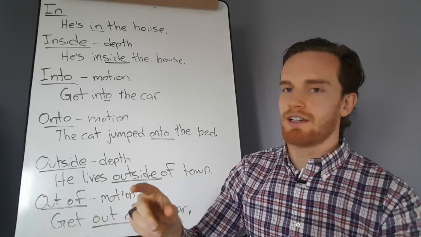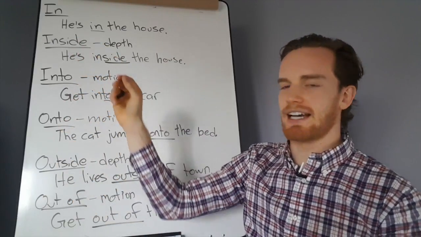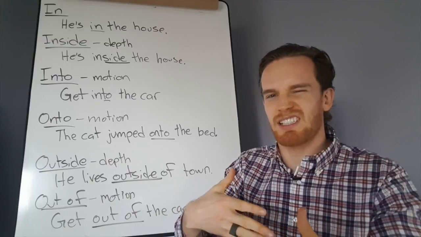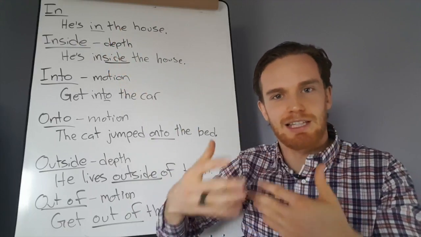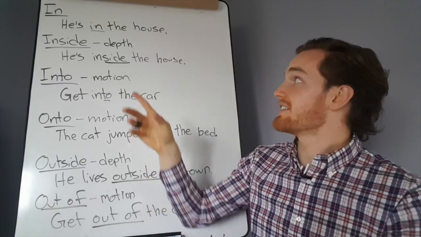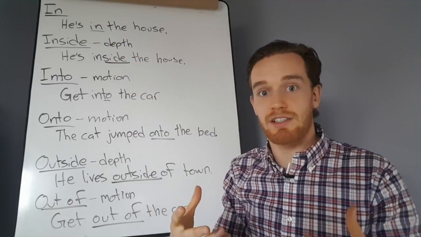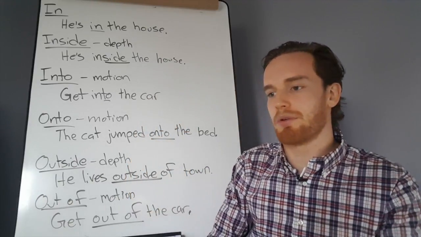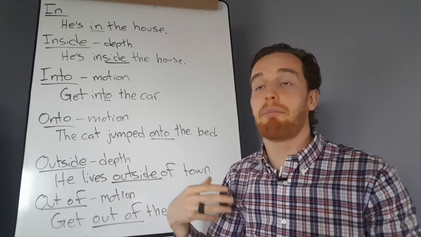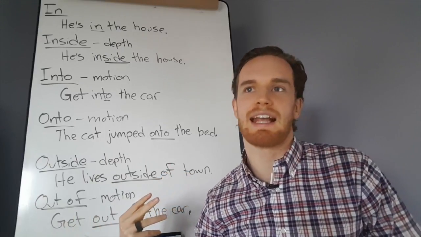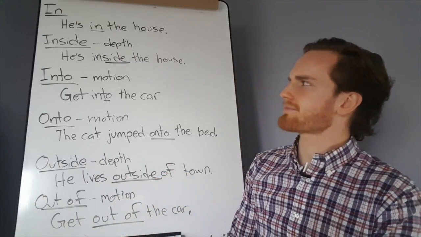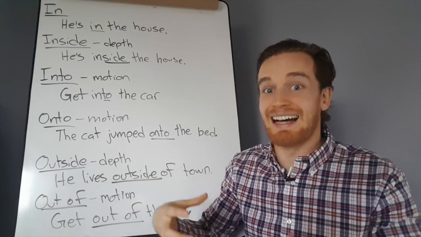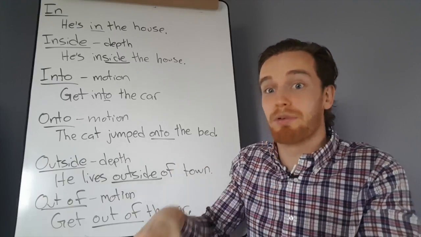In. Not so easy is inside. So inside, cuando decimos inside en inglés, eso es decir, como dice aquí, demostrar depth. So, podemos decir he's in the house. Cuando decimos eso, él podría ser como en la puerta, él podría ser en la cocina, él podría ser en cualquier parte de la casa. Pero cuando decimos inside, es como decir él está muy adentro, en una parte muy profunda de la casa.